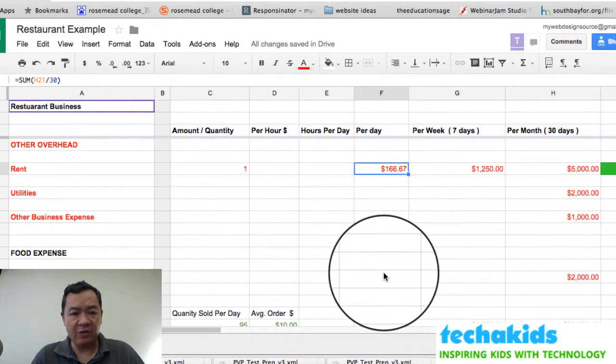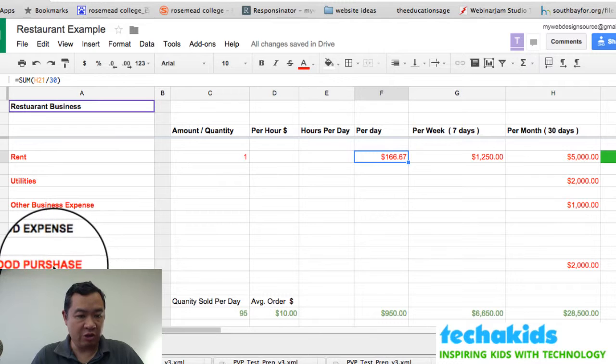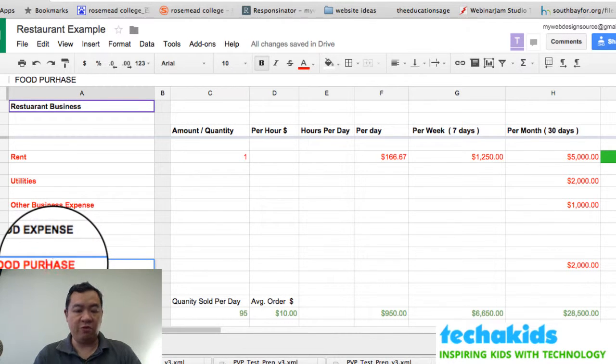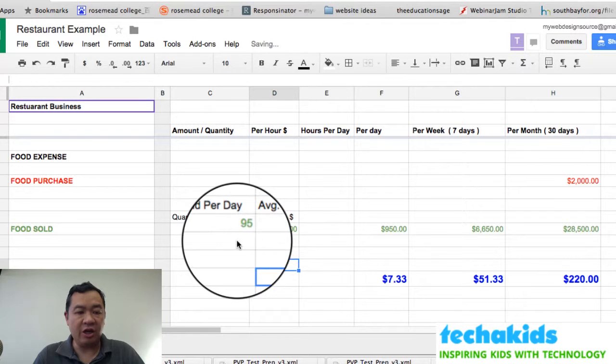Other expenses I included was the food purchased. I capped that around $2,000 for whatever you purchase in terms of groceries. And then this one is kind of key here. So how are we gonna know?